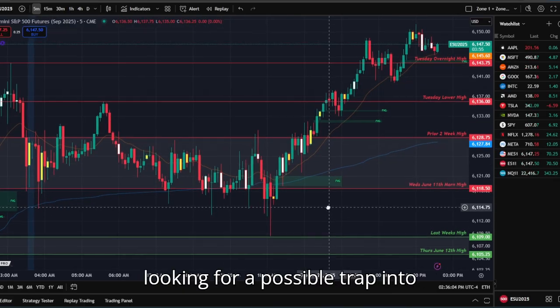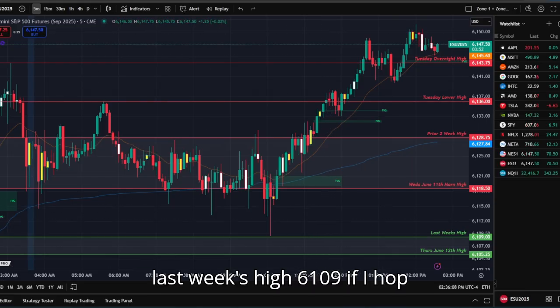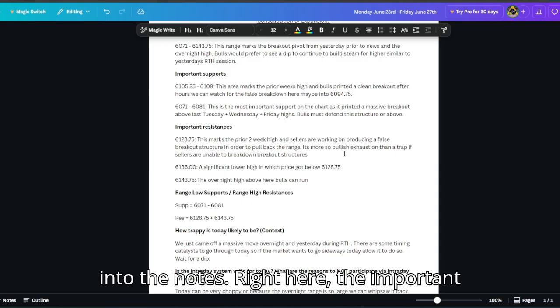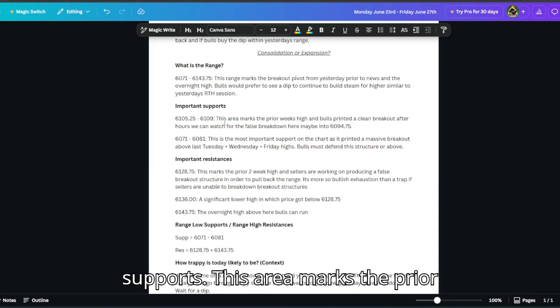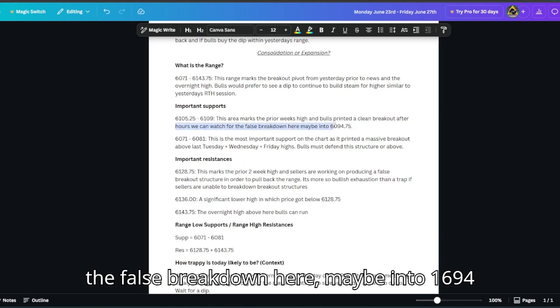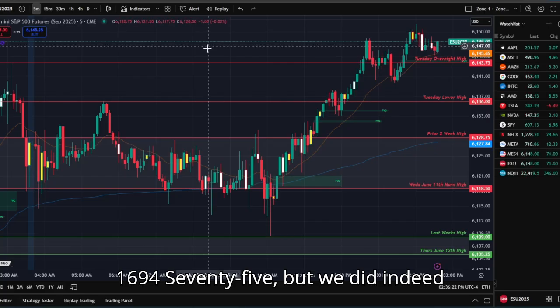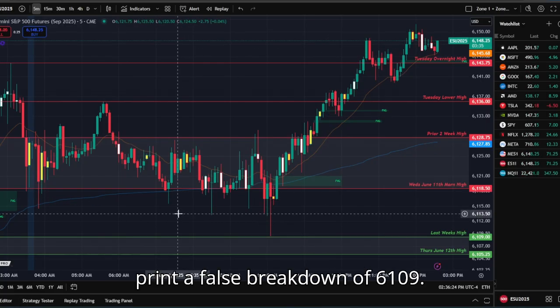Right, so for today's Fibonacci trap, we were using all of these lows as the example. We were looking for a possible trap into last week's high, 6109. If I hop into the notes right here, the important supports, this area marks the prior week's high and bulls printed a clean breakout after hours. We can watch for the false breakdown here, maybe into 1694.75. Obviously, we didn't get to 1694.75, but we did indeed print a false breakdown of 6109.